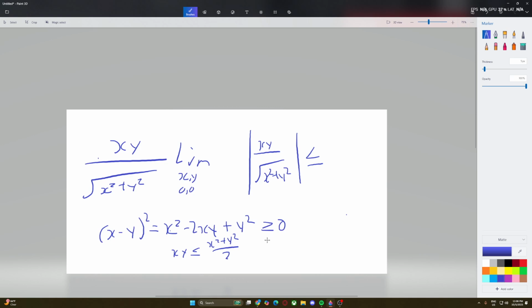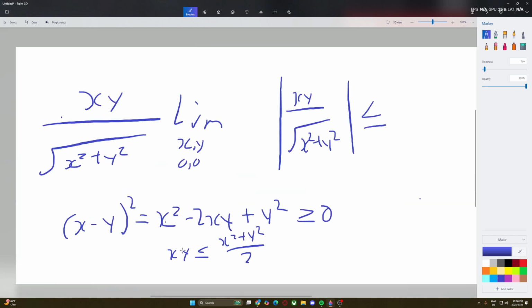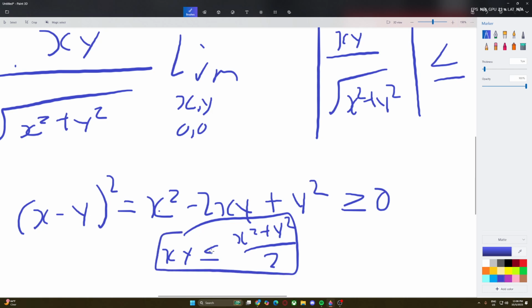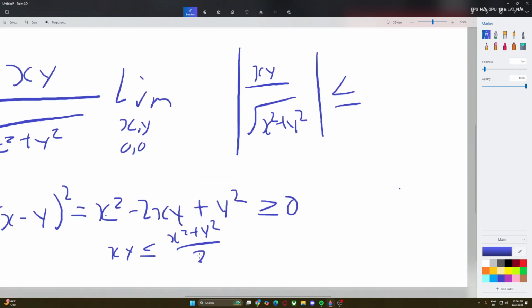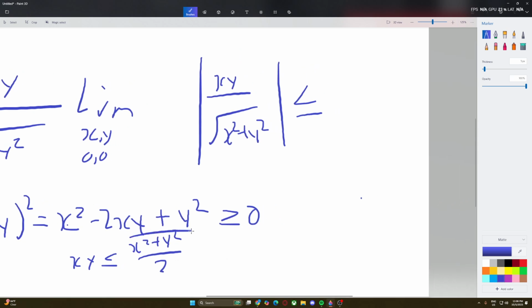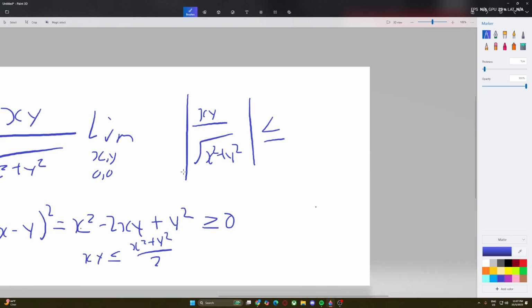And if we use the absolute value of this, if xy is equal to or less than x squared plus y squared, meaning this is greater than this, if we substituted this in, we can also conclude that whatever is on this side is either equal to or greater than this. So what I mean by this is, we substitute xy with this x squared plus y squared over 2.